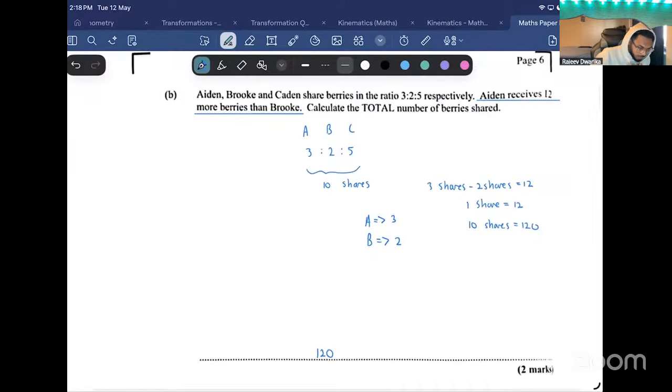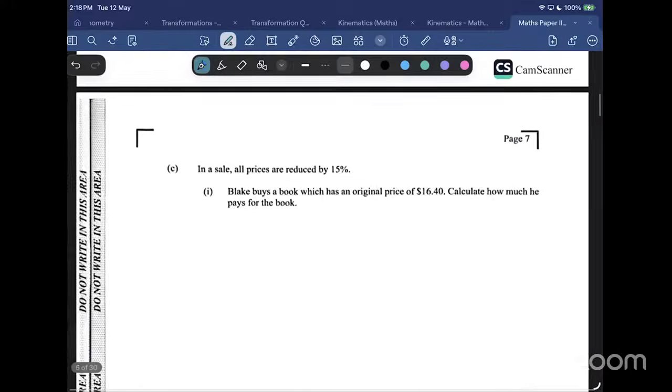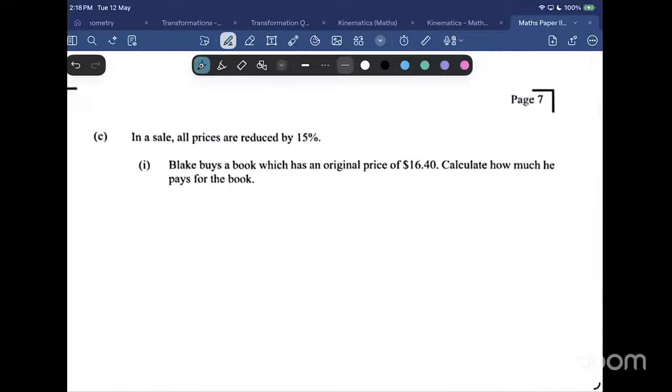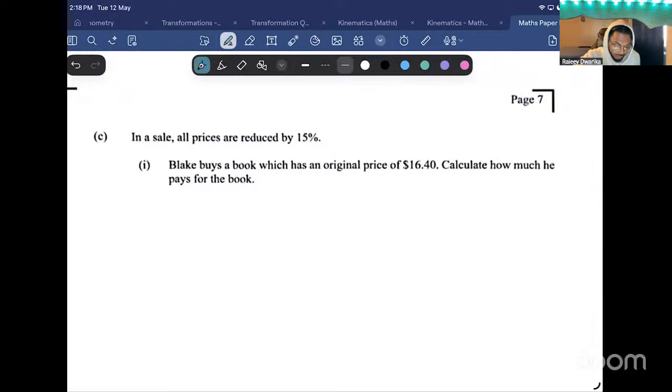So this question was 120. All right, let's move on. So in a sale, all prices are reduced by 15%. Please keep that in mind. Blake buys a book which has an original price of $16.40. Calculate how much he pays for the book.